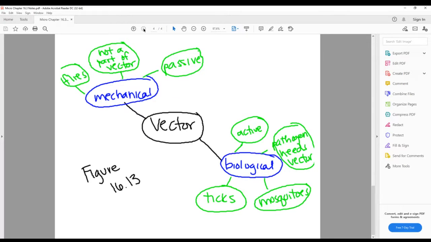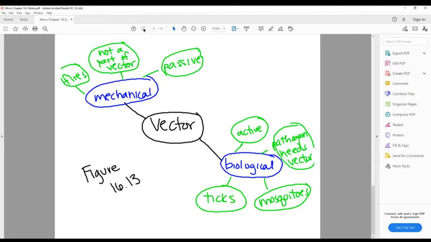These are things like flies. Flies fly around, they land on some feces, then they land on your sandwich, okay? The fecal matter gets on their feet, gets on their wings, gets on their body, and then that transmits to your sandwich. The fly itself is not actually infected. It's just carrying it on its body.